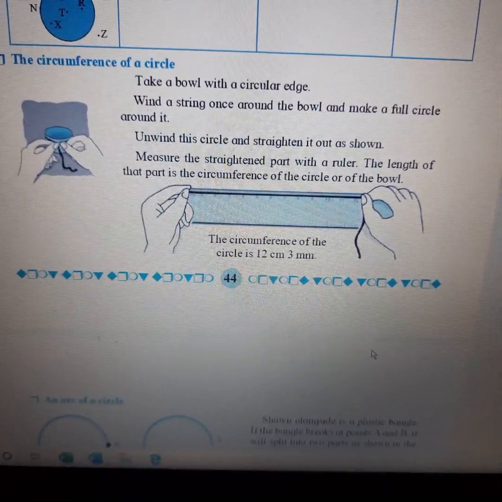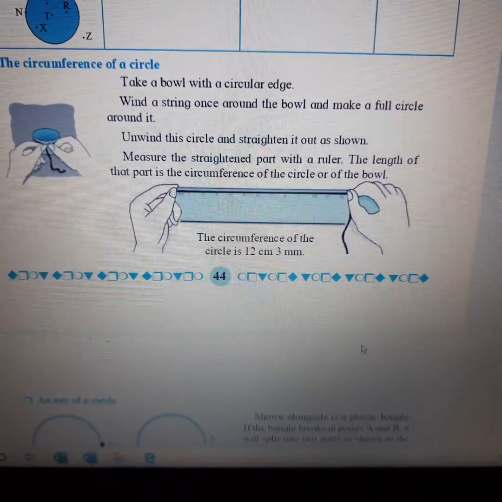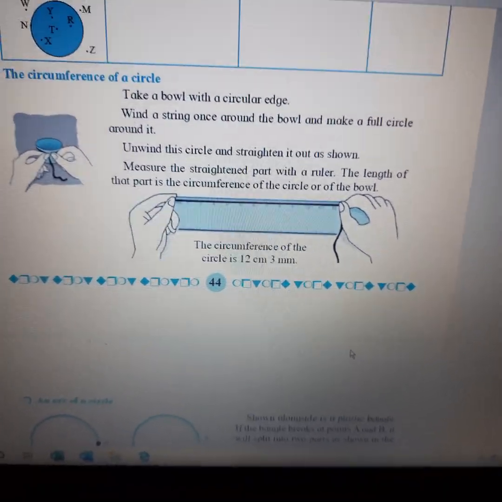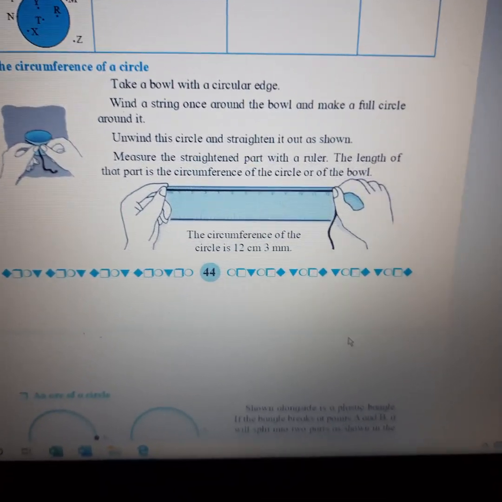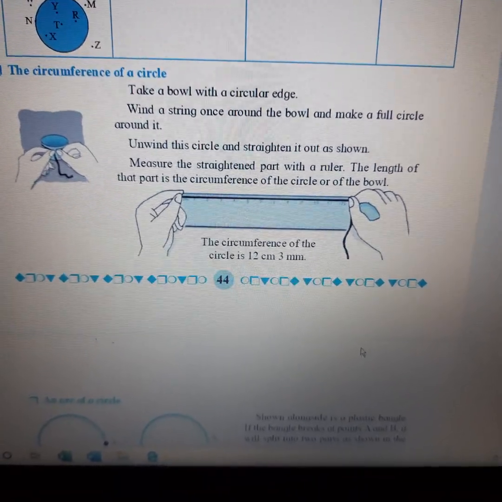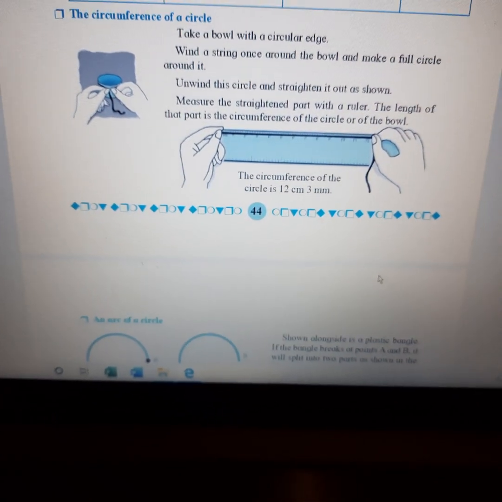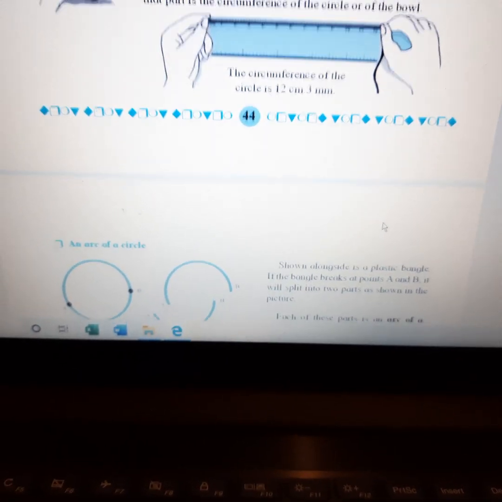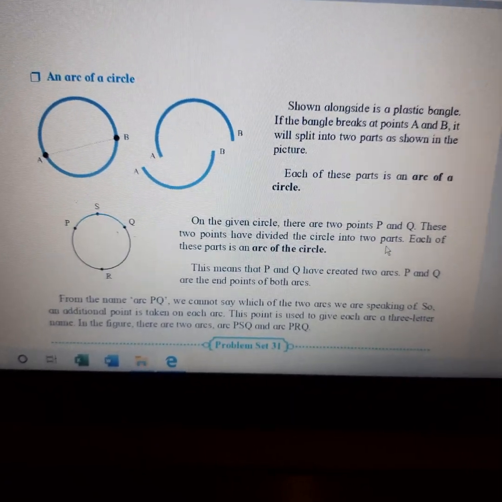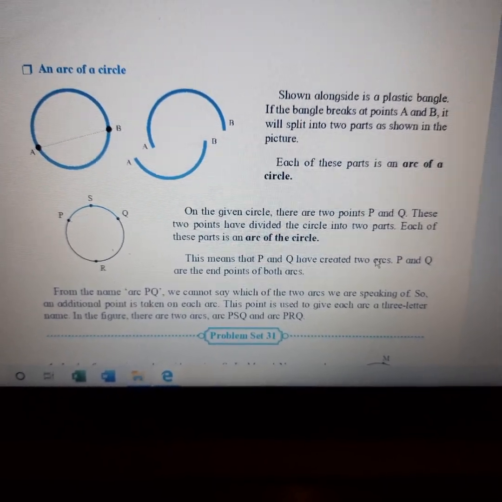So you can see here objects. That person is trying to measure the objects. So any rounded object, you can take a string and put it around it, and then take it and measure it with the help of a scale. So any round object, if you straighten that, you will find that it is a straight line. In a circle, we have the arcs. Arc is nothing but the part of the circle, part of the circumference. So you can see here clearly, what is an arc of a circle? It is just a part of the circle.